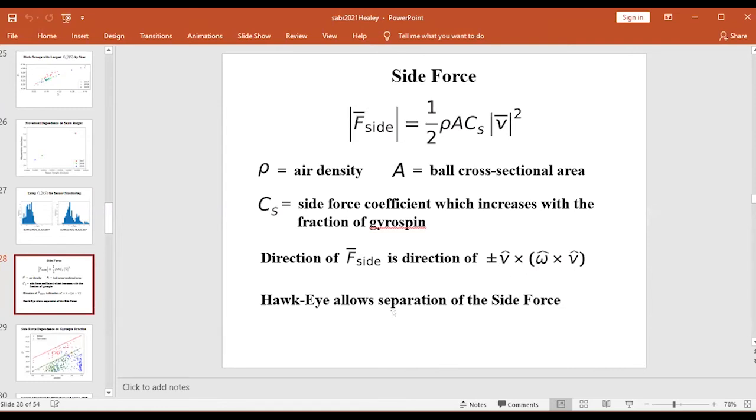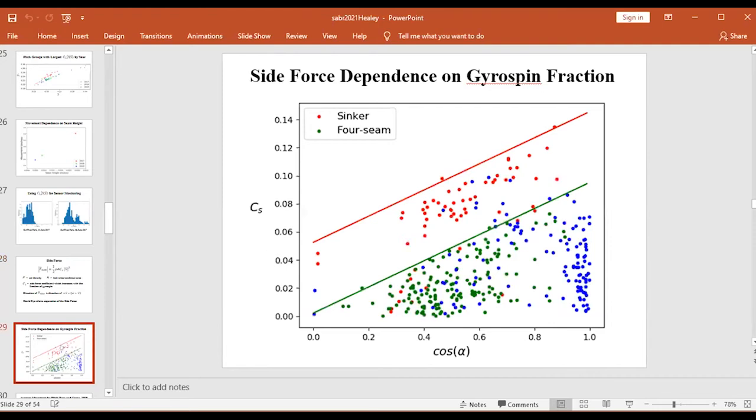And as we also said, Hawkeye lets us separate out the contributions of the side force. And if you want to see details on that, again, I'll put up the references at the end of the talk. And here, what we've got is a plot of C sub S, the side force coefficient, with the cosine of alpha. Alpha here is the angle between the velocity vector and the spin vector. So that is the fraction of gyrospin on a pitch.